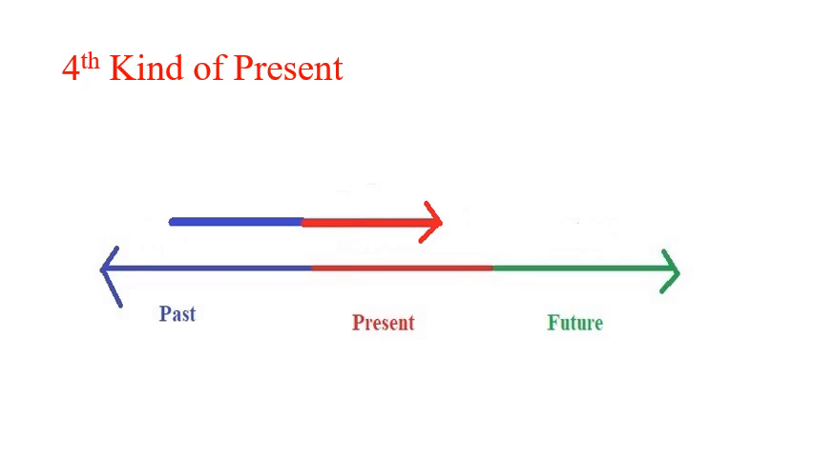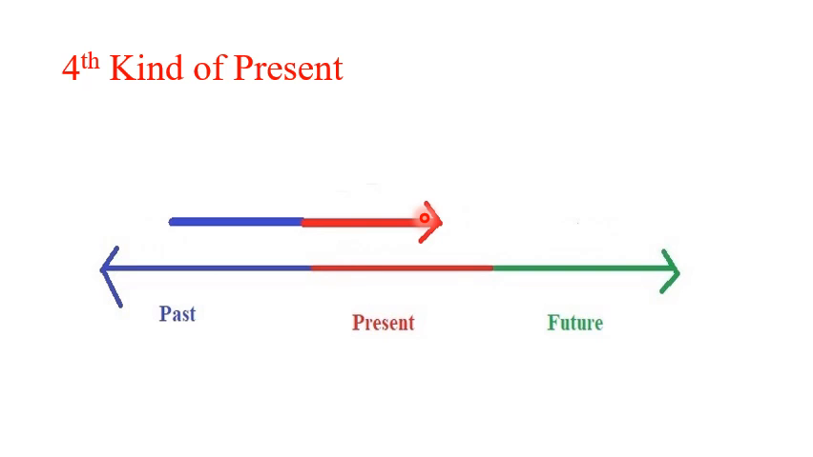Today we will talk about the fourth kind of present, or the fourth way to represent the present time. It is the fourth and the last one. It is almost similar to the third kind of present. The action starts in the past and then moves in the present, but the difference is that the moment we are talking about it, it still continues. It has not come to an end yet.